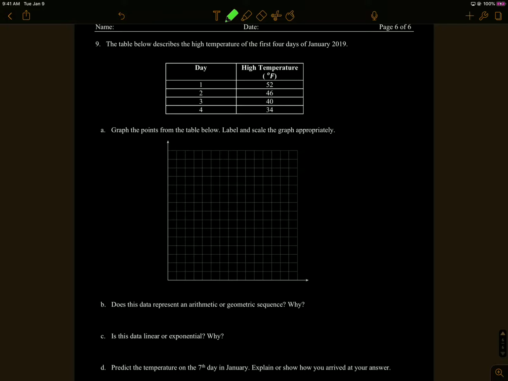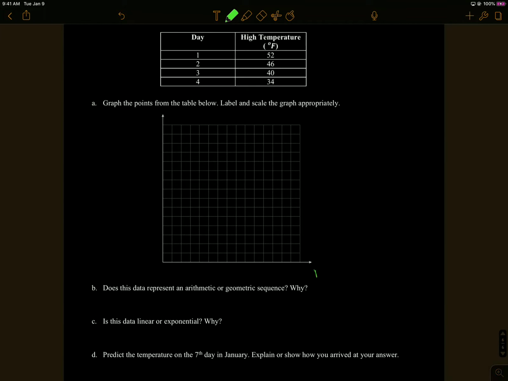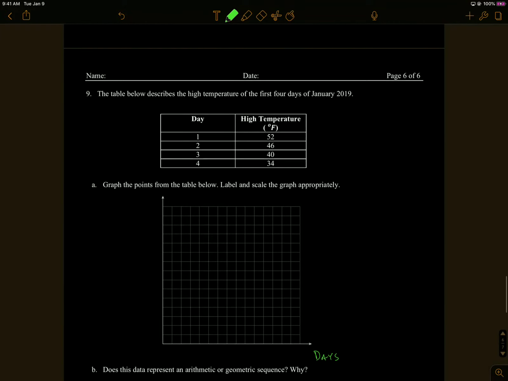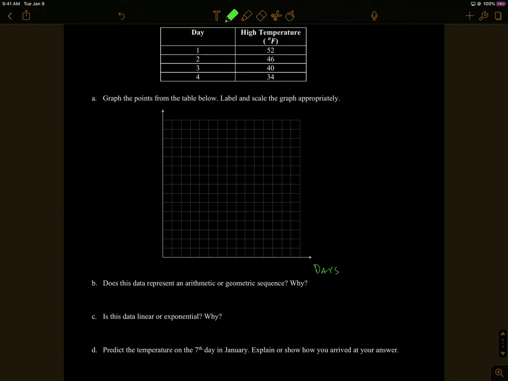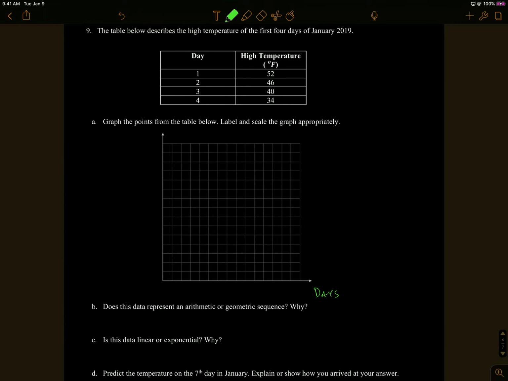And then lastly, we have modeling with graphs and tables. So the table below describes the high temperature of the first 4 days of January. Graph the points from the table below, label and scale the graph appropriately. So let's see, this will be days. And remember, it's the first 4 days of January, so the start of the year. I'm going to space them out since we only kind of have 4. So 1, 2, 3, 4.